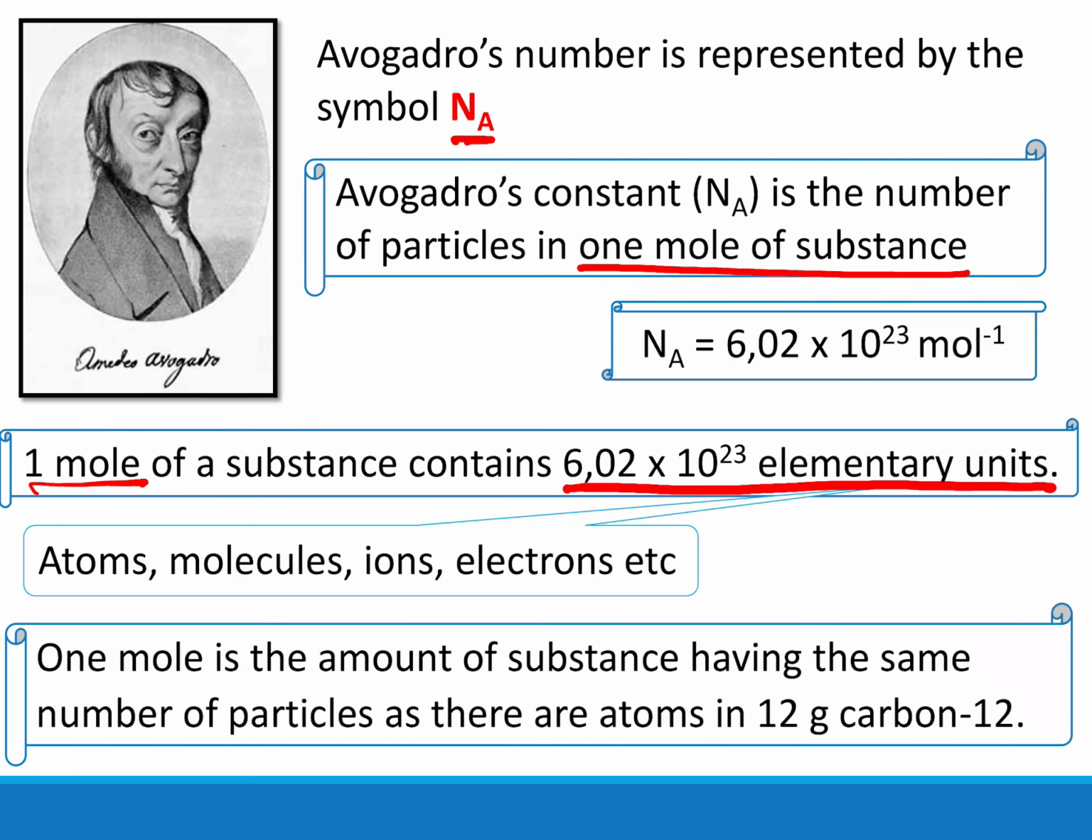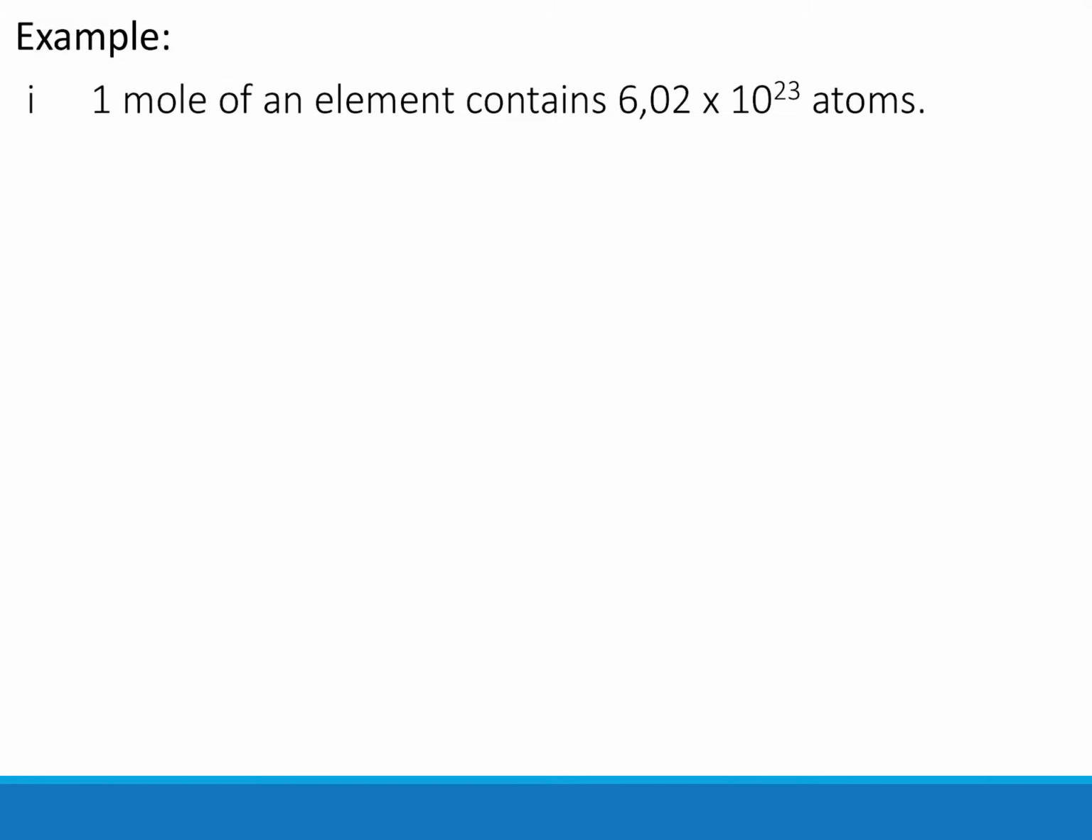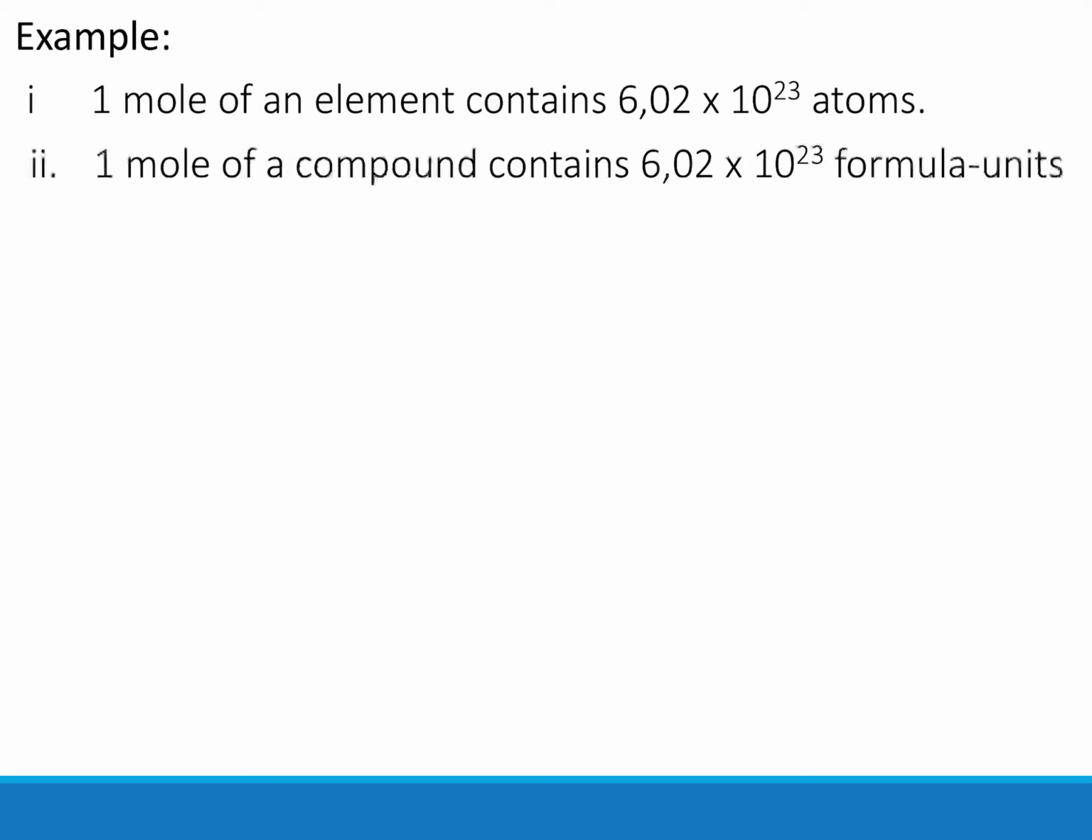So this is the value. This is our definition. 1 mole is the amount of substance which has the same number of particles as there are atoms in 12 grams of carbon-12. So now we're not doing it as a comparison. We're giving it an actual value. For example, 1 mole of an element contains 6,02 times 10 to the 23 atoms. 1 mole of a compound contains 6,02 times 10 to the 23 formula units. That just means, so something like NaCl, if I have a mole of sodium chloride, then we have 1 mole of sodium chloride units, okay?